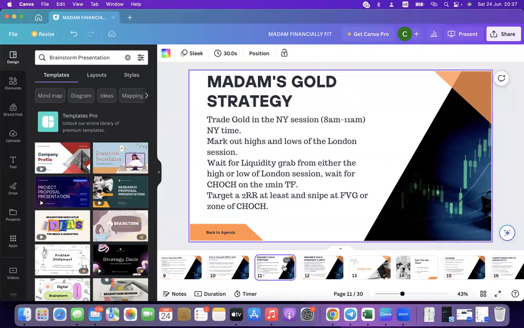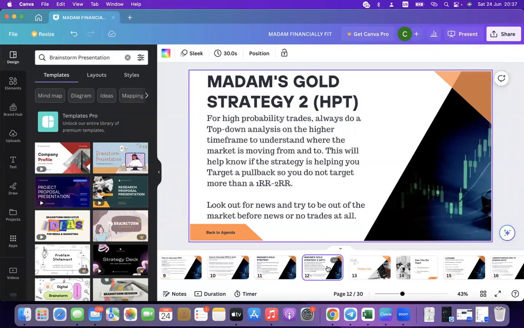I mark out the highs and the lows of the London session. I wait for a liquidity grab from either the high or the low. I wait for a change of character, or change of direction in the trend, after the grab of liquidity on the 1 minute time frame. And then I target a 2RR at least and snipe at the FVG zone or the CHoCH zone, the change of character zone. Now, for high probability trades, I always do a top-down analysis to understand where the trend is going.